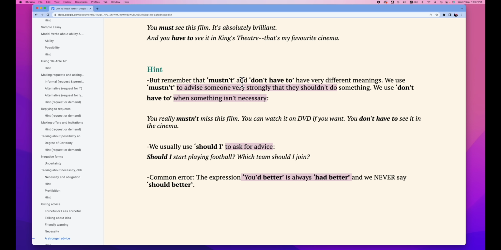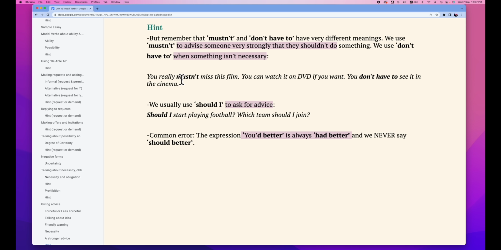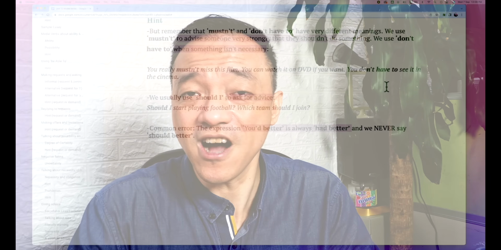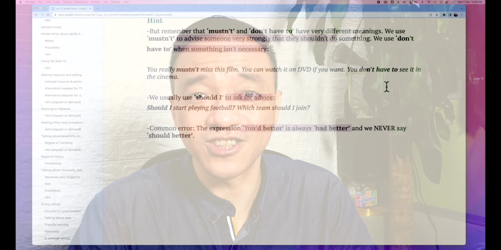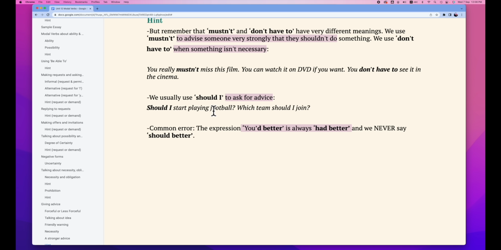Remember, mustn't and don't have to have very different meanings. We use mustn't to advise someone very strongly that they shouldn't do something. We use don't have to when something isn't necessary. You really mustn't miss this film. You can watch it on DVD if you want. You don't have to see it in the cinema. And also, we use should to ask for advice. We usually use should I to ask for advice. Should I start playing football? Which team should I join?